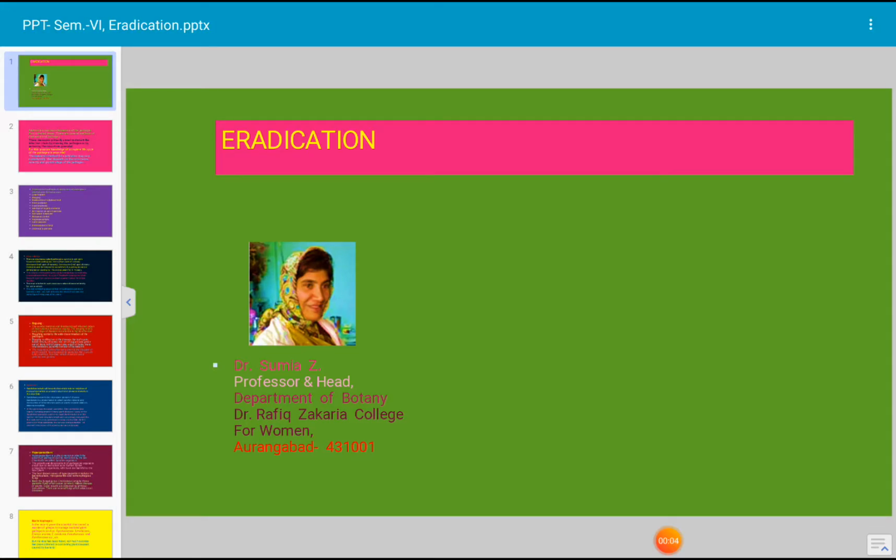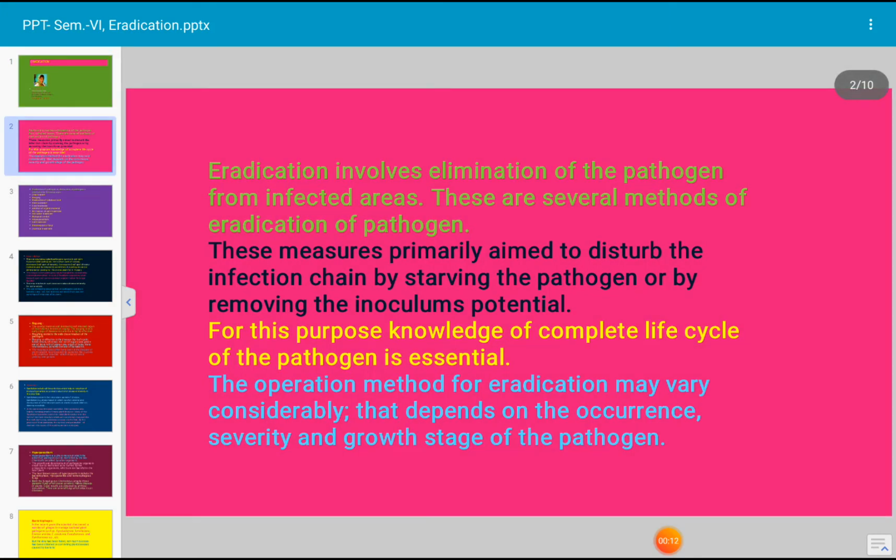Today's topic for discussion is eradication for the management of plant diseases. Let us see all the details of eradication. Eradication involves elimination of the pathogen from infected areas. There are several methods of eradication of pathogen which are commonly used by the farmers, and these measures are primarily aimed to disturb the infection chain by starving the pathogen or by removing the inoculum potential from the field.